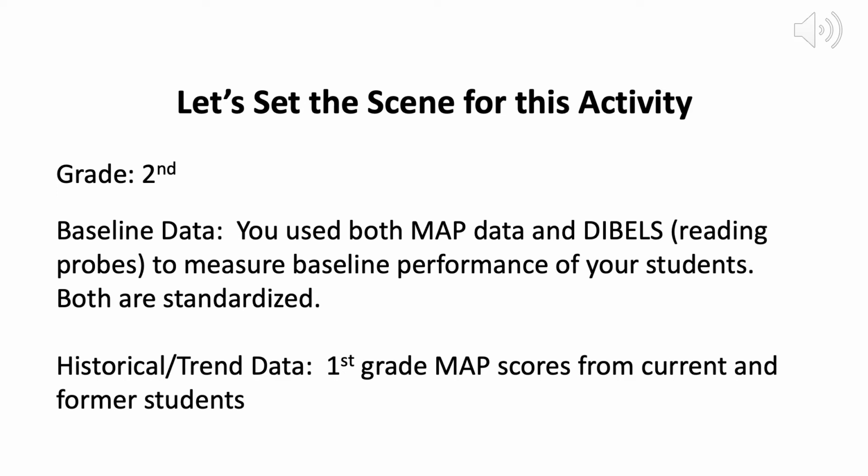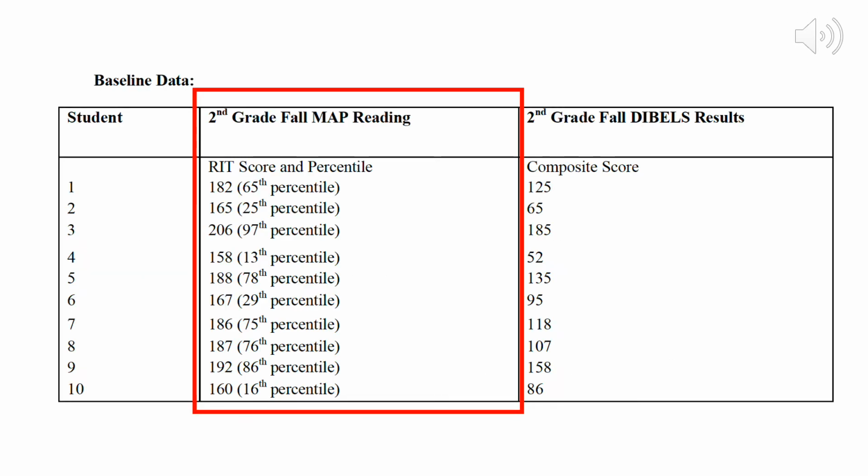And those baseline data will help us assess pre-performance of our students. We'll also look at some historical or trend data, and that will include MAP data from the same group of students the previous year. So how did they score and grow in first grade? And then we'll also look at some trends from former students. So here's our baseline data.